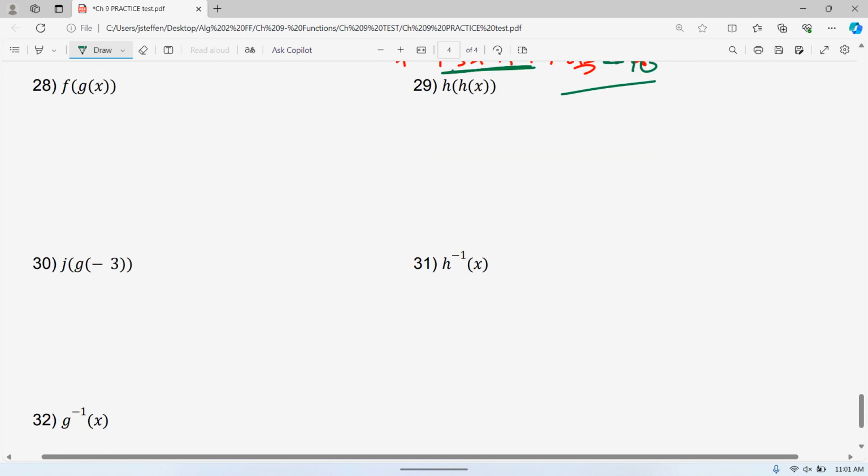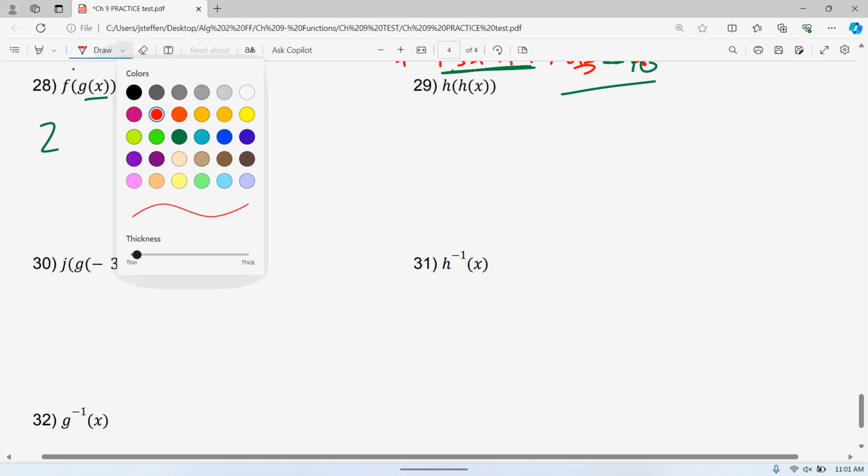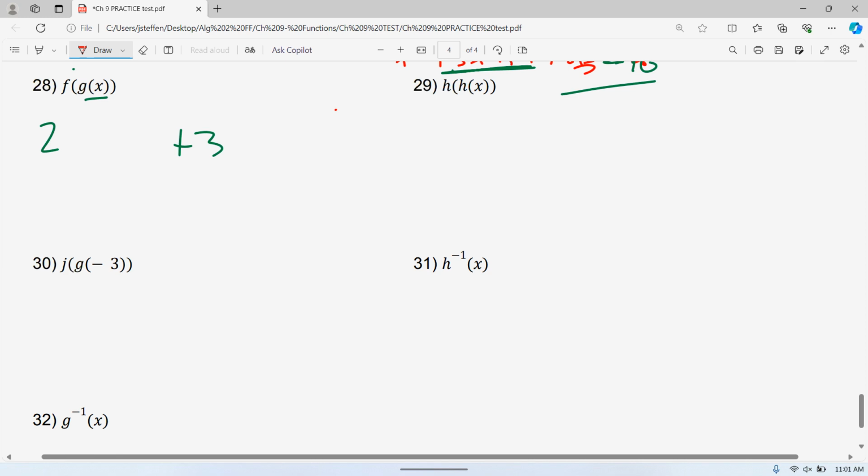Now, the next ones are compositions, and I wrote them like this to help you guys out. So I'm putting g of x into the x equation. So the x equation is 2x plus 3. But now I'm taking out that x, and I'm putting in my g equation, x squared minus 16. So distribute that out, 2x squared minus 32. So 2x squared minus 29.